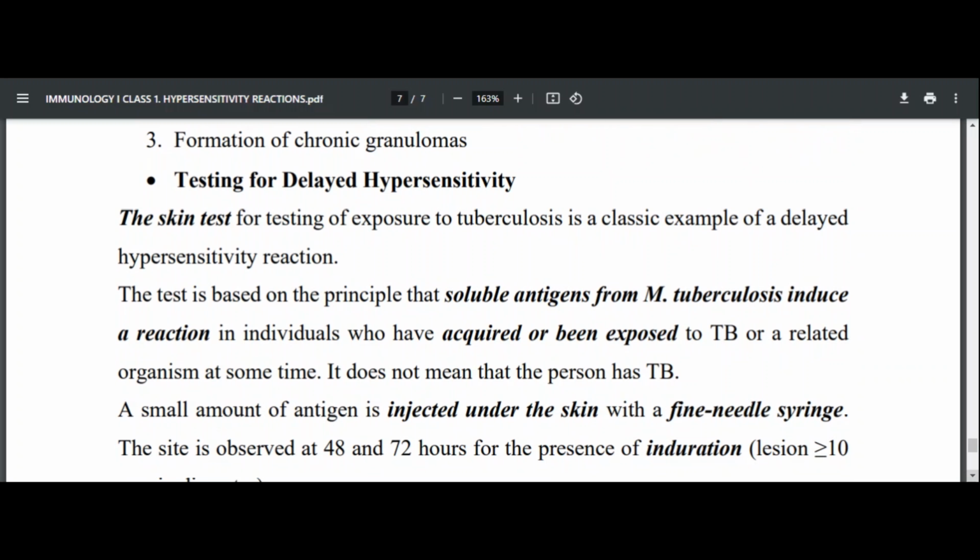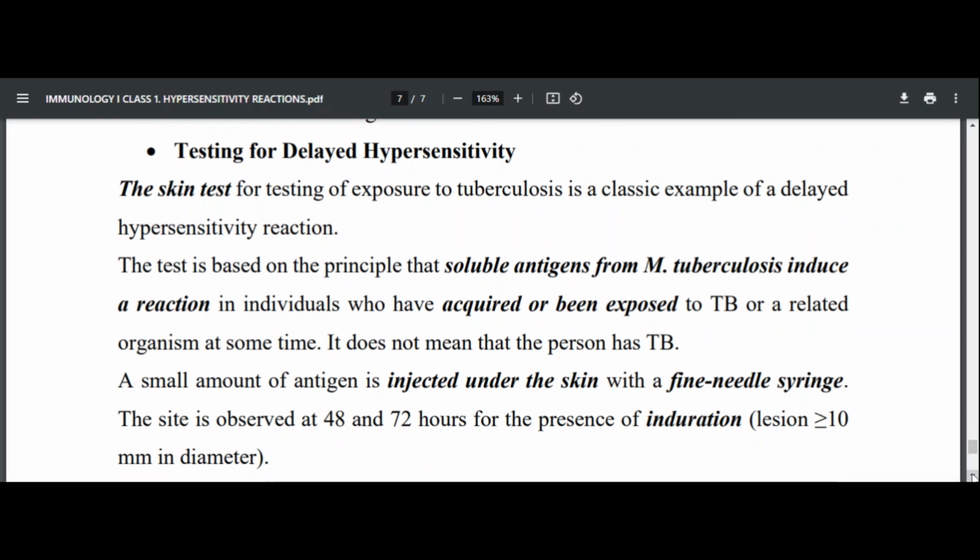So the test is based on the principle that soluble antigen from Mycobacterium tuberculosis induces a reaction in people who have acquired or have been exposed to TB or a related organism at some point. So it does not mean that the person has TB, but this person may have been exposed or have acquired TB at a certain time, and whether cured or whether the person still has TB, this test is going to be positive.